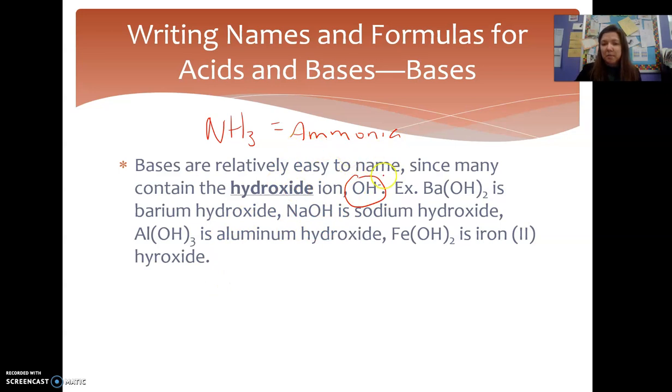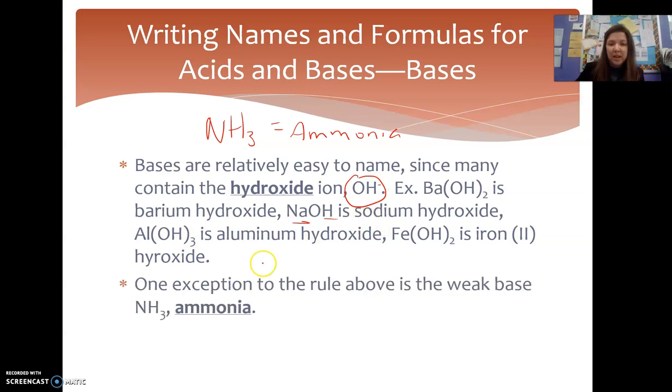Ba is barium, okay? So an OH: barium hydroxide, sodium hydroxide, aluminum hydroxide, iron hydroxide, easy peasy on your bases. And there we go, again, I just said that. One exception, just memorize that ammonia is NH3 and it's a base.